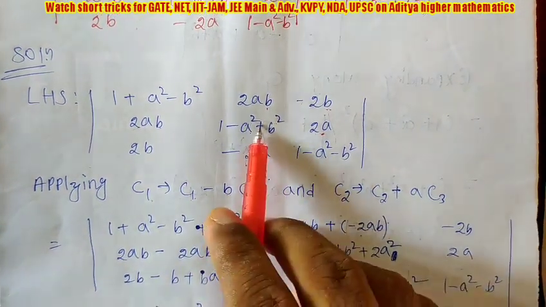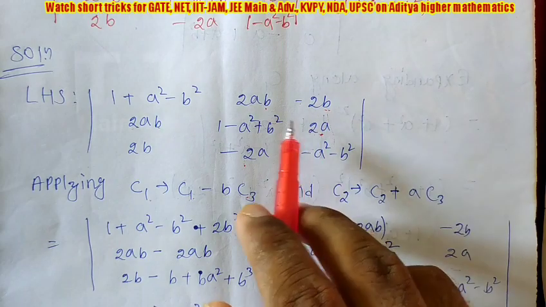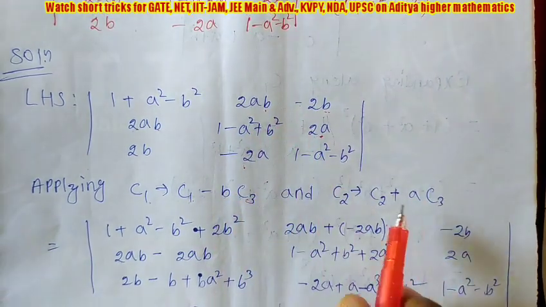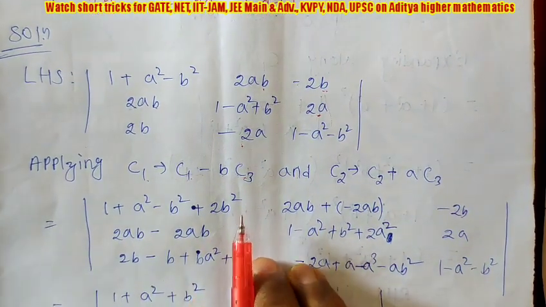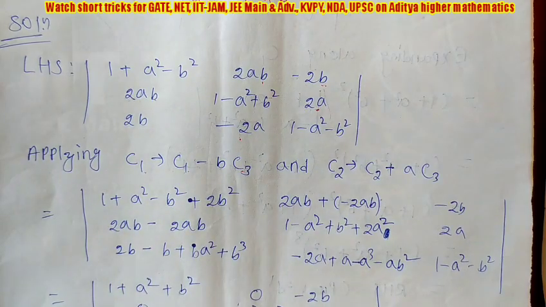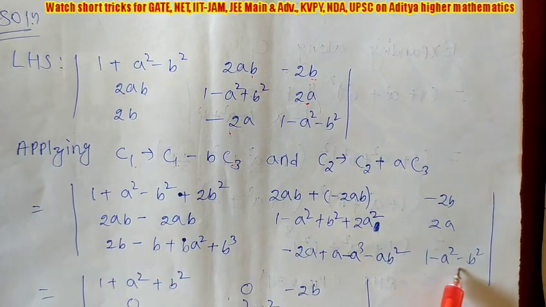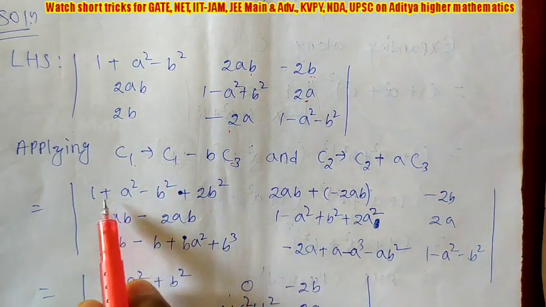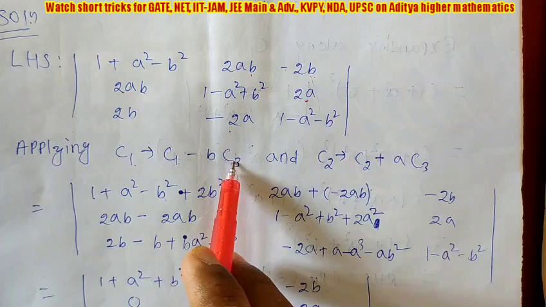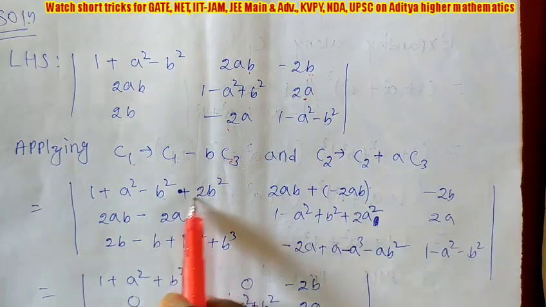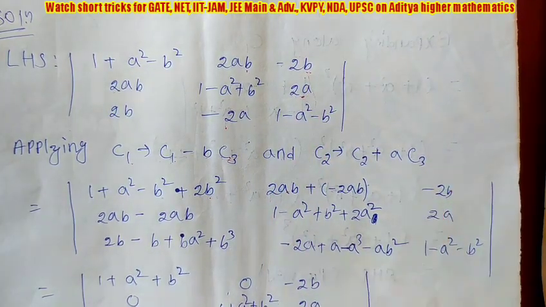Similarly, when we are changing C2, I told that it is 2AB. If you multiply A, then we will get 2AB minus 2AB. Only you have to add. So here you multiply A and add with C2. So we are changing only C1 and C2, and we will keep C3 same. C3 means the last column: minus 2B, 2A, 1 minus A square minus B square. Now change C1: it is 1 plus A square minus B square. You have to write minus B C3. Minus B C3 means minus 2B, so plus 2B square. And it is 2AB plus minus 2AB. This we are not changing.